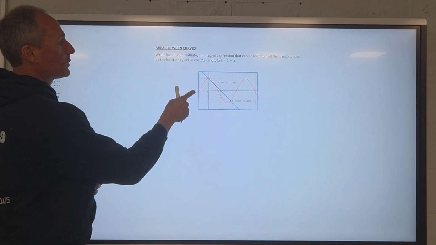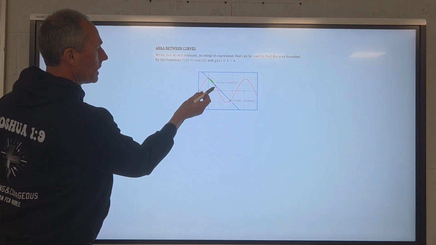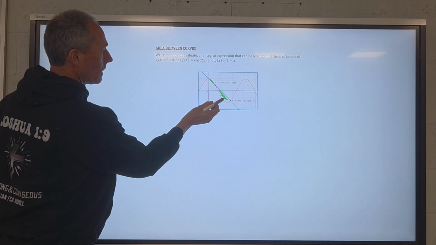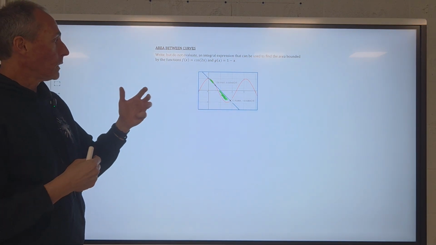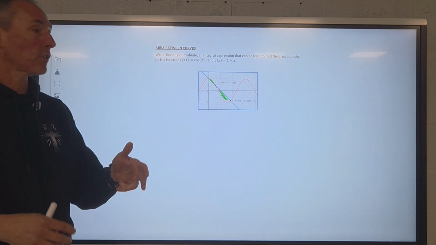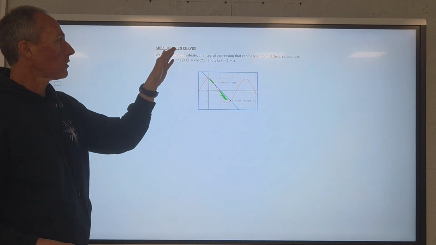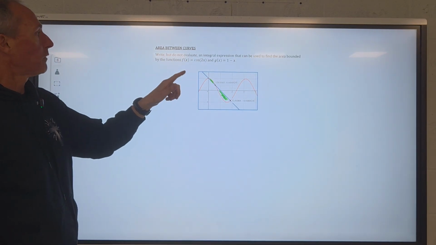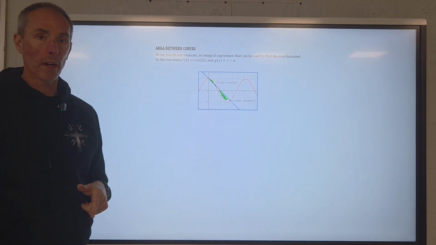We actually have two regions here where they intersect. We have this really small region right here, and then we have this other one right there. What's important is that there's a crossover. The top curve versus the bottom curve switches, so we have to account for that. This question says, write, but don't evaluate, an integral expression that we can use to find the area bounded by those two curves, cosine of 2x and 1 minus x.